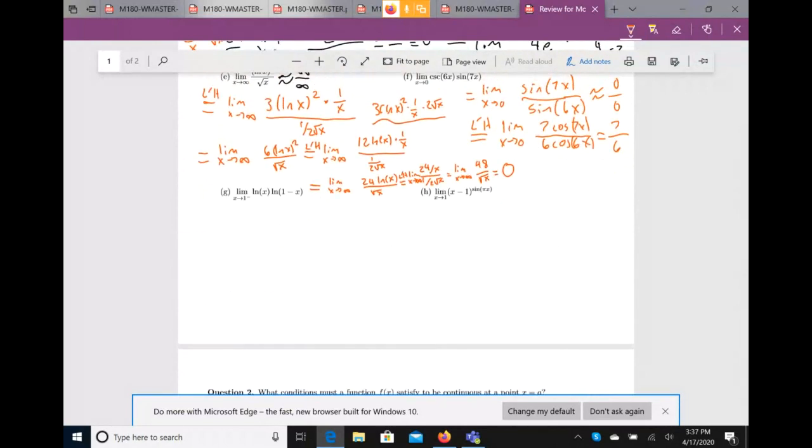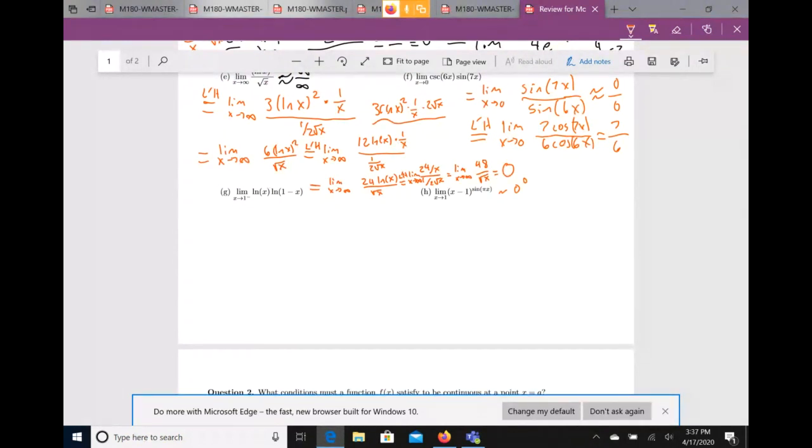All right. So here, if I plug in 1, sine of pi is 0. So if I plug in 1 to pi x, I get pi. So this looks like 0 to the 0th power, which is an indeterminate form. Yeah, exactly. So we use a logarithm.